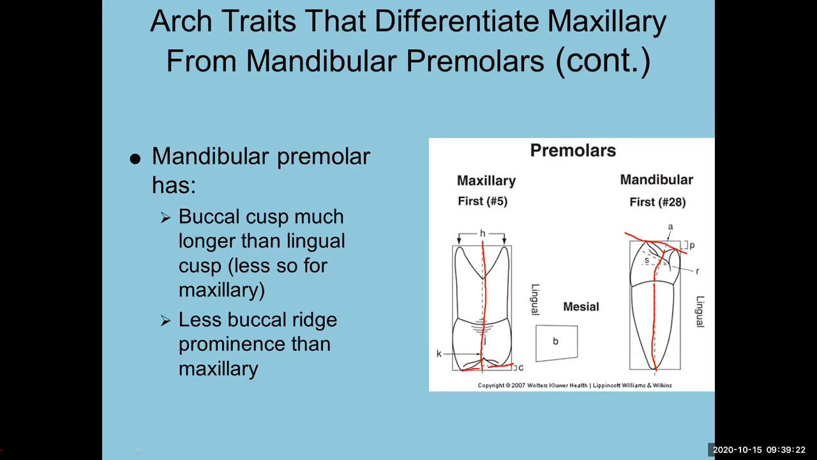The buccal cusp is much longer than the lingual cusp for a mandibular. And there's less buccal ridge prominence than the maxillary. All right, so when you're drawing your premolars, especially for the first premolar, I really want to see this lingual tilt. And I'll be looking to make sure that the first premolar looks nice and straight.